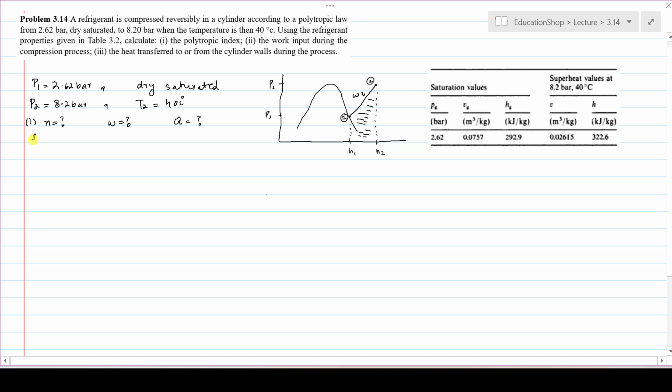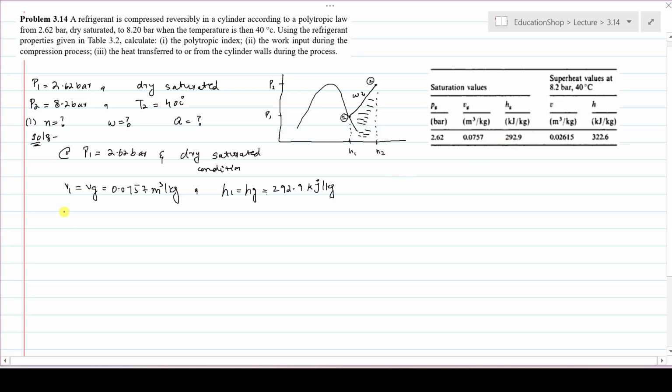Now come toward its solution. At pressure P1 2.62 bar and dry saturated condition, the specific volume V1 is equal to Vg, and here you can see from the steam table that it is 0.0757 meter cube per kg. Also the specific enthalpy H1 is equal to Hg, and it is 292.9 kilojoule per kg.